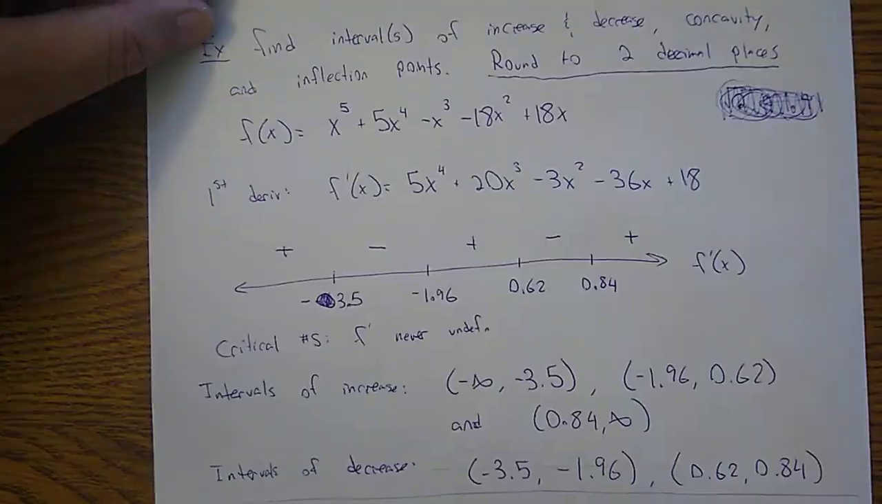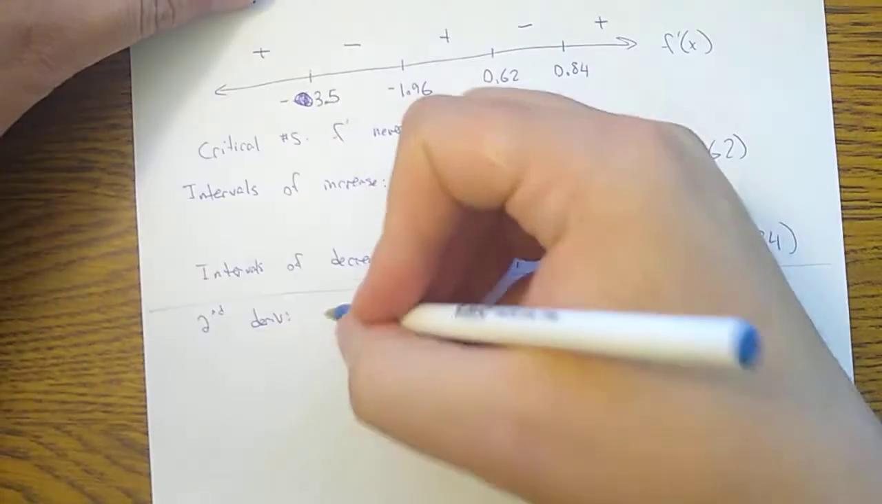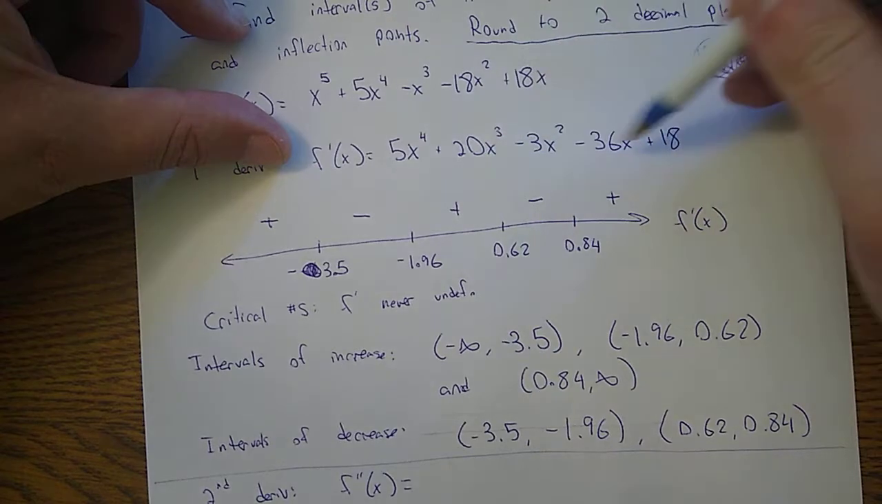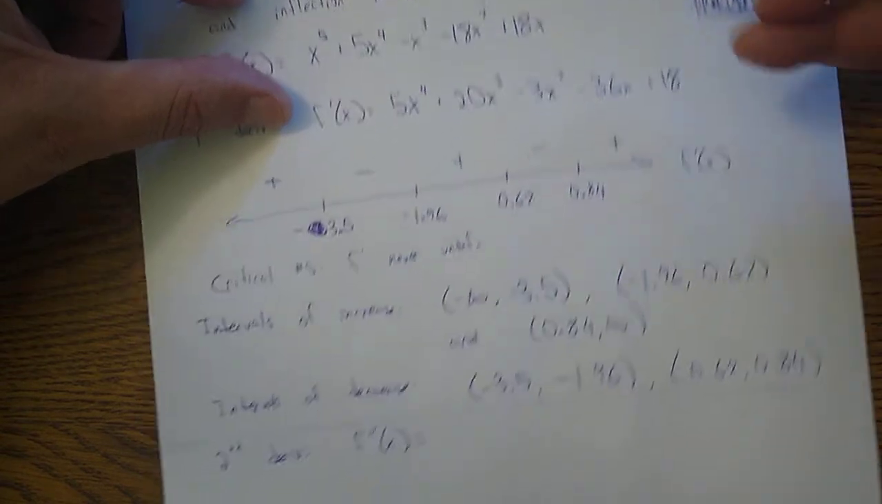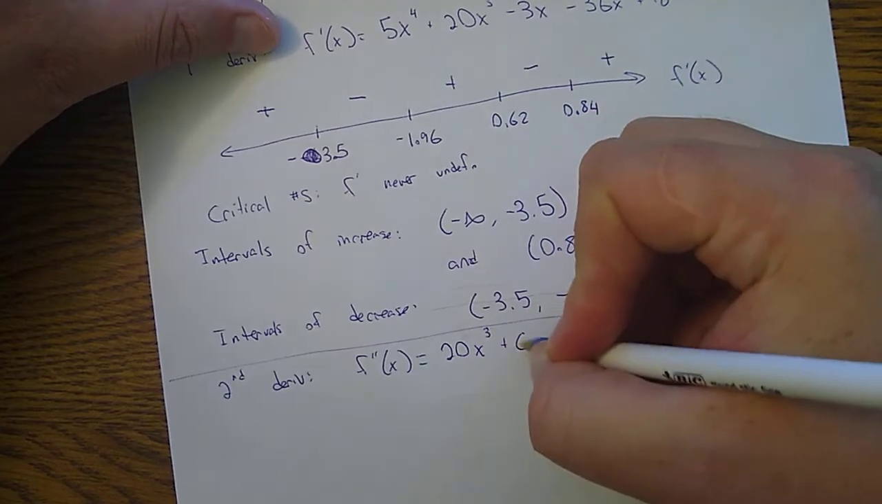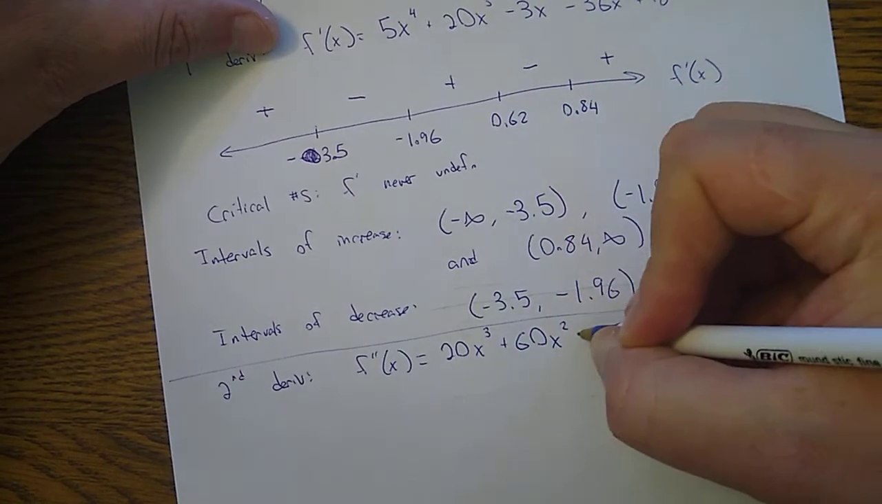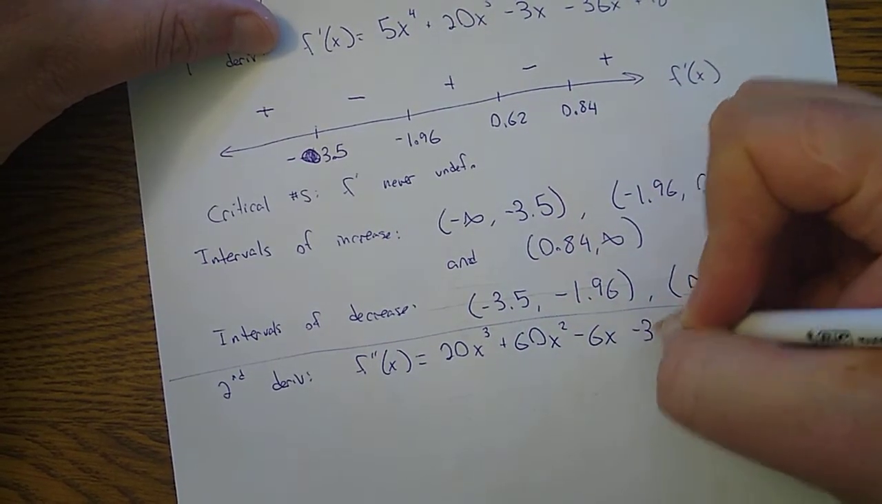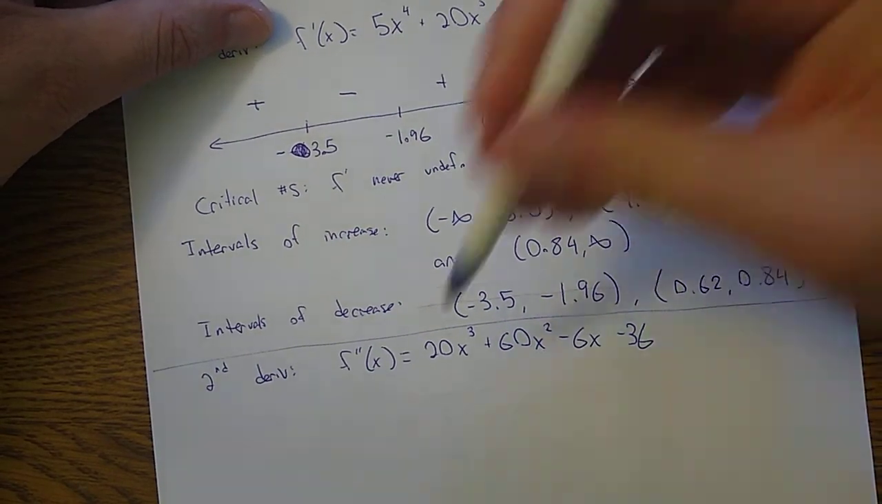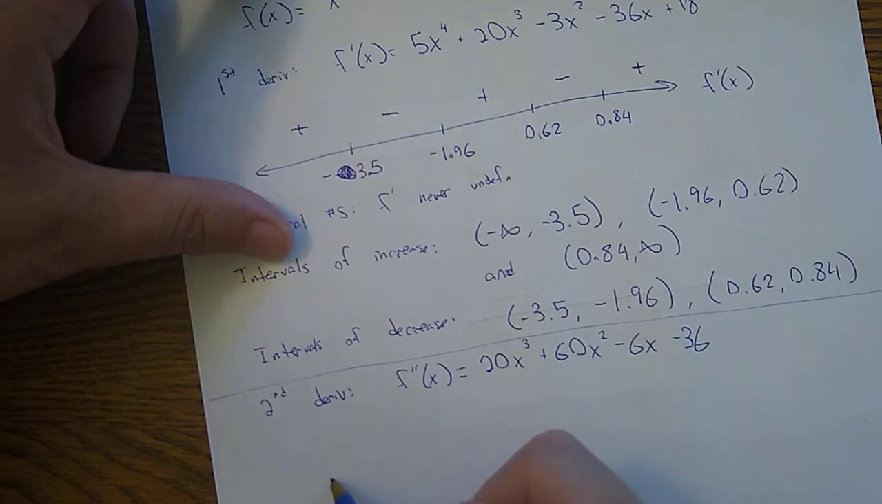Right, so the second derivative is f double prime, which would be, okay, we found f prime up here, so I'm just doing the derivative of that. 20x cubed plus 60x squared minus 6x minus 36, like that. Now I want to make a number line.